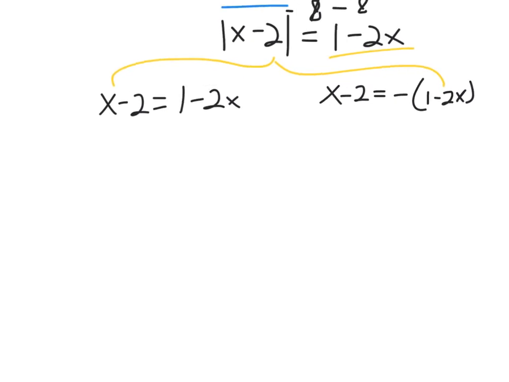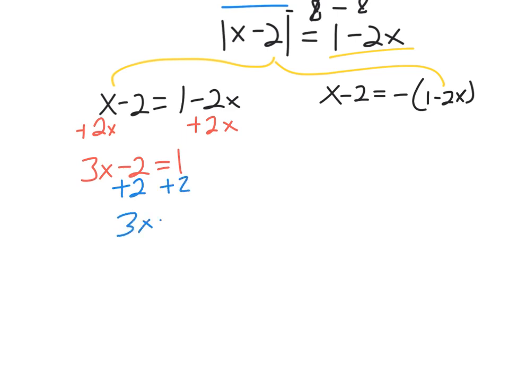After this, you just solve each equation like a linear equation. So I'm going to have to collect the like terms. I'm going to start with the left equation. So I'm going to add 2x on both sides. That's going to give me 3x minus 2 equals 1. Add 2. 3x equals 3. And then divide by 3. So we get one possible answer is x equal to 3.